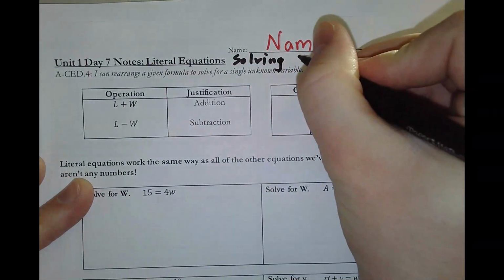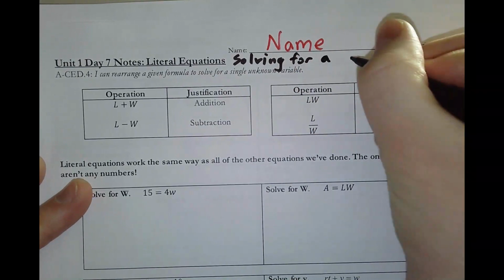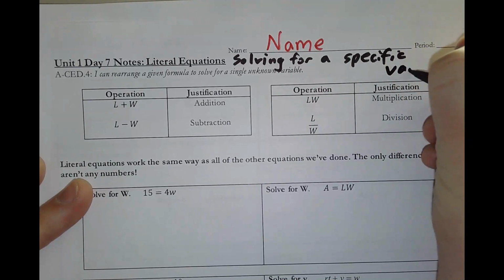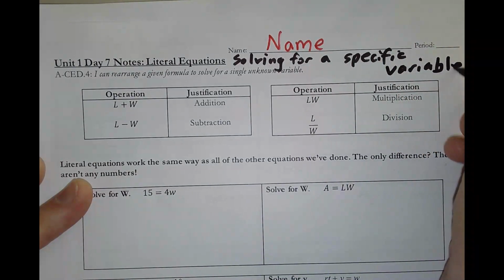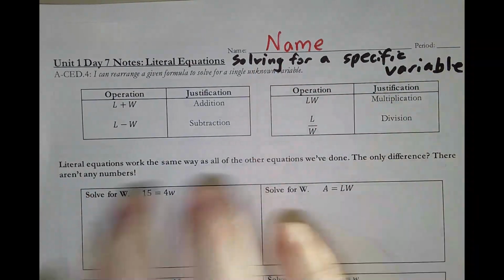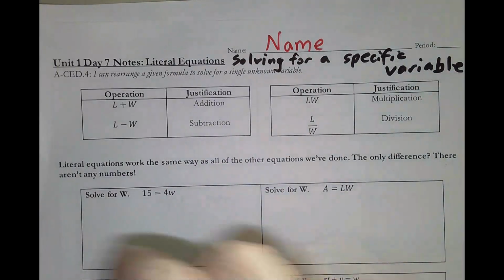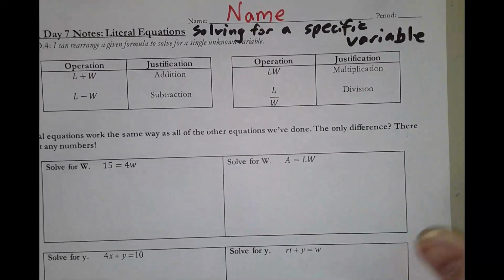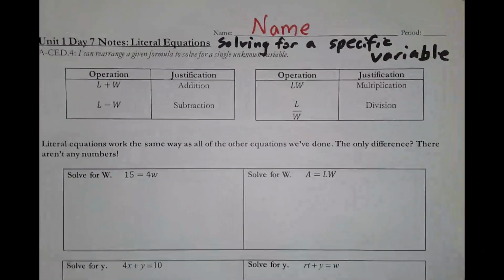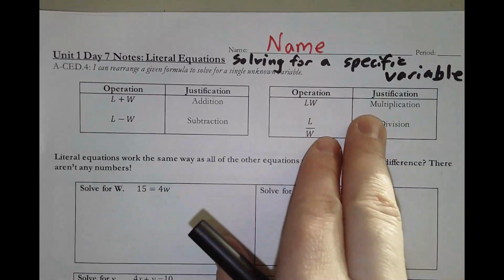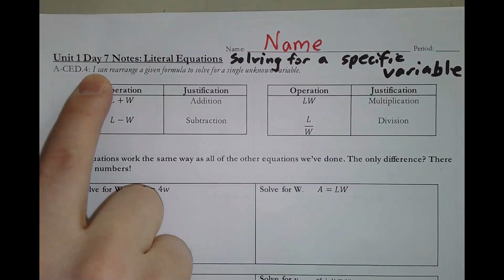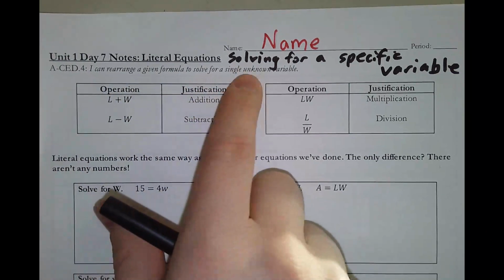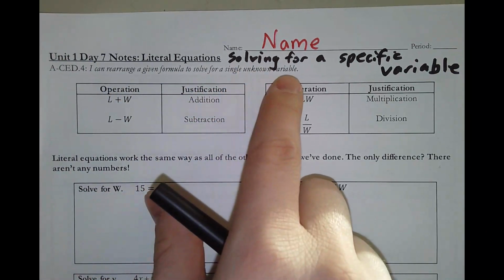for a specific variable. Now, the good thing about solving for a specific variable is there's no calculator needed, okay? Sometimes it's very easy, it's only one step, and sometimes it can be a little bit more difficult, but the goal is, well, what's our goal? I can rearrange a given formula to solve for a single unknown variable.